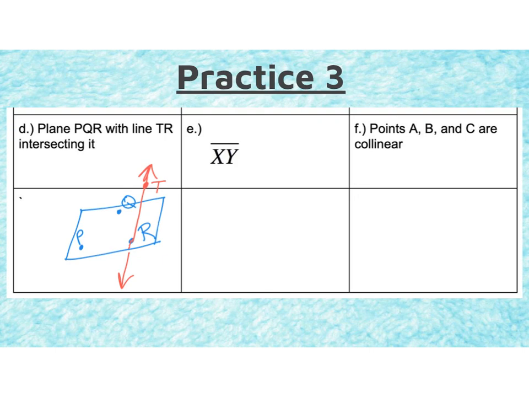E is segment XY. A segment has the endpoints right at the end. There are no arrowheads. And F, points A, B, and C so that they are collinear. A, B, and C are collinear, all on the same line.